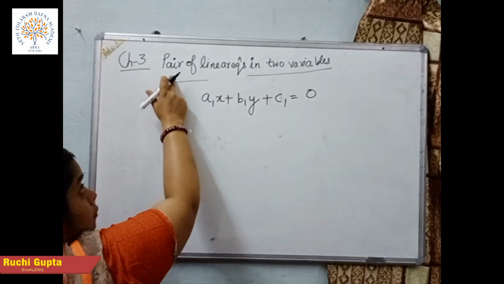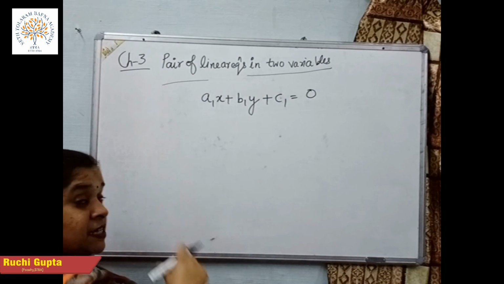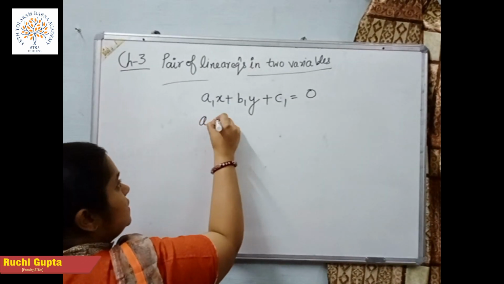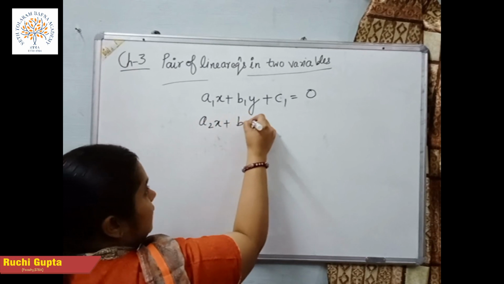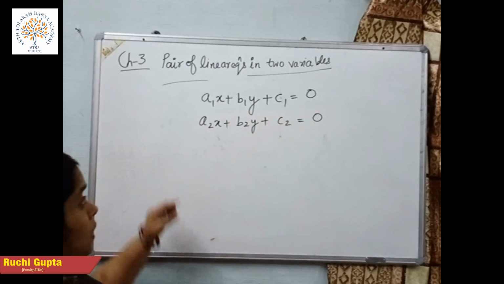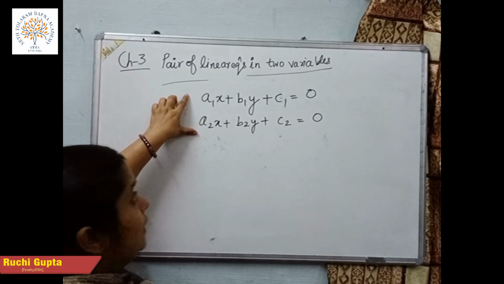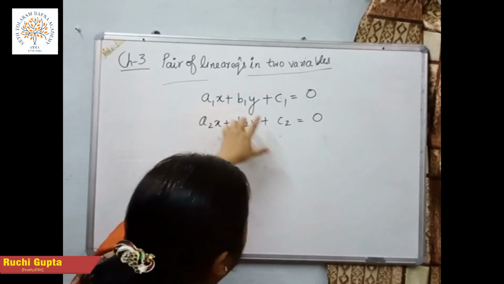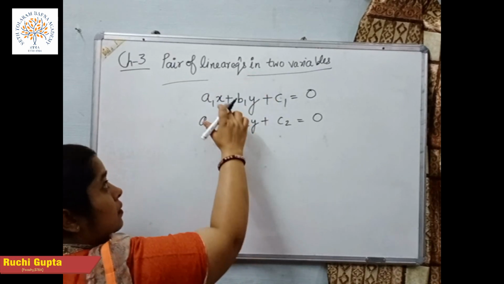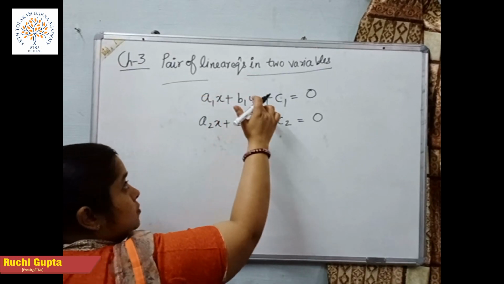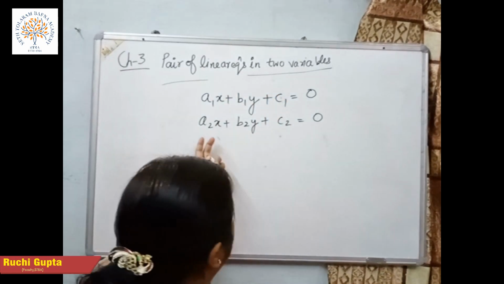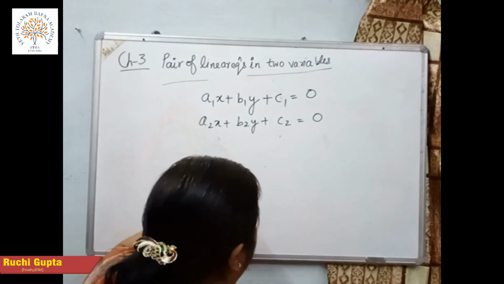We want a pair of linear equations. Pair means 2. So our second equation is a2x plus b2y plus c2 is 0. So these are the two linear equations in two variables. They are linear because their degree is 1. What is the degree of x? It is also 1. What is the degree of y? It is also 1. Okay, so these are the two linear equations.